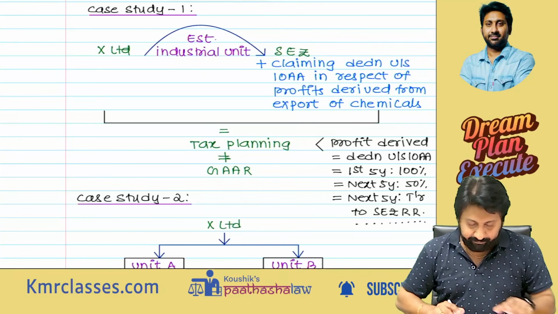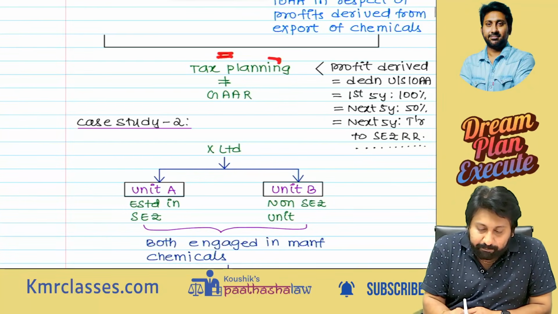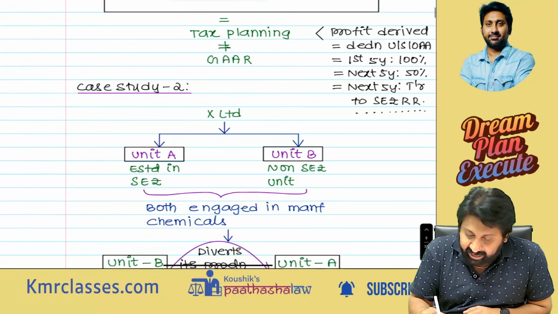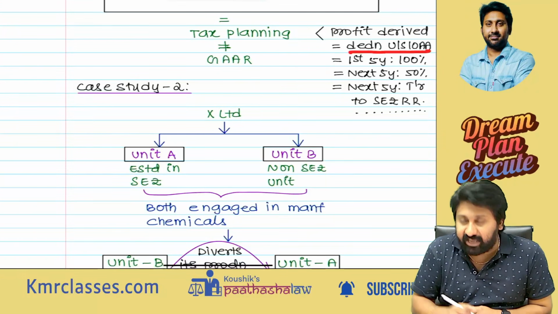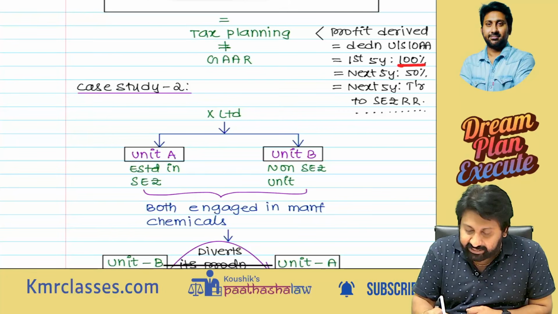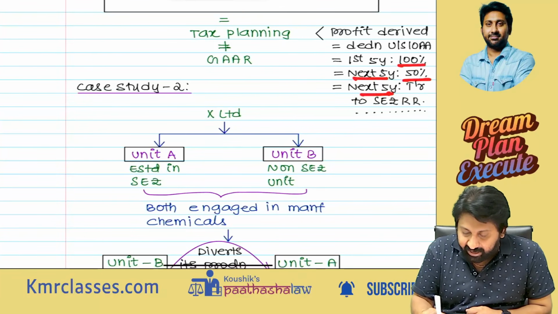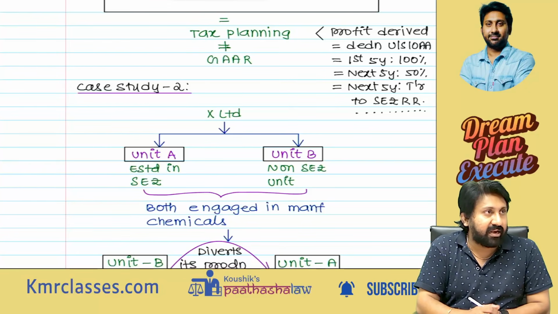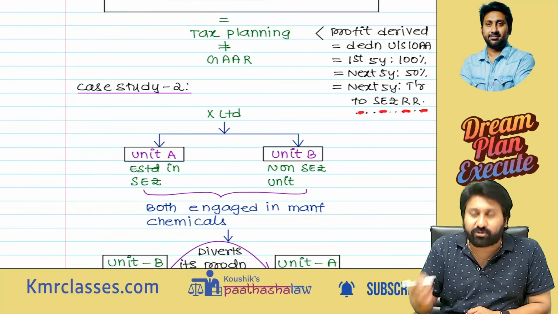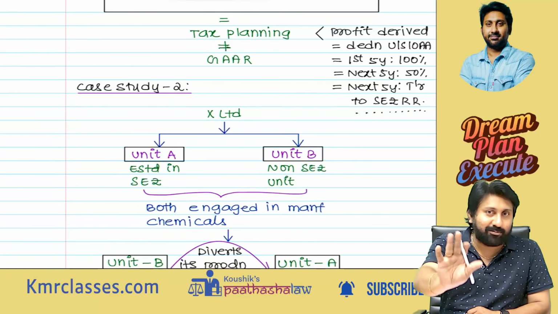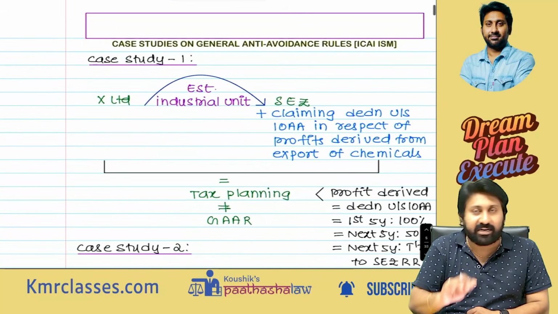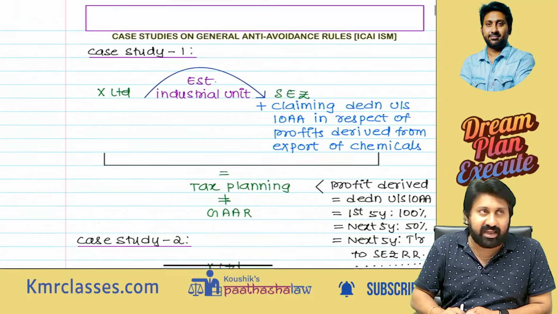Next, this is tax planning. No GAAR applicability. Reason: profit derived has a deduction under 10AA. First 5 years 100%, next 5 years 50%, next 5 years transfer to the SEZ reinvestment reserve account, and so on. I am not here to discuss 10AA now. That is a CA Inter concept, not for Final. We are in the Final discussion now, so I don't want to touch 10AA unnecessarily.